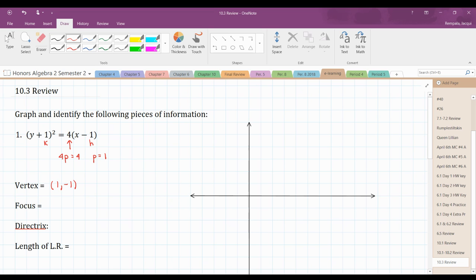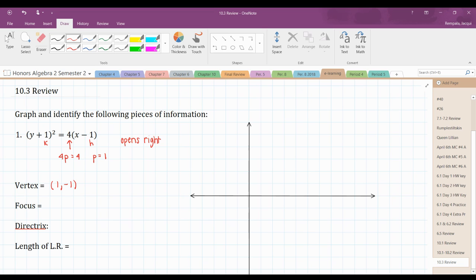Because my graph has y squared equals, that means my graph is going to be opening either left or right. And because my p-value is positive, my graph is going to open to the right. Anytime p is positive, it's either to the right or up. Anytime it's negative p, then it's going to be left or down.